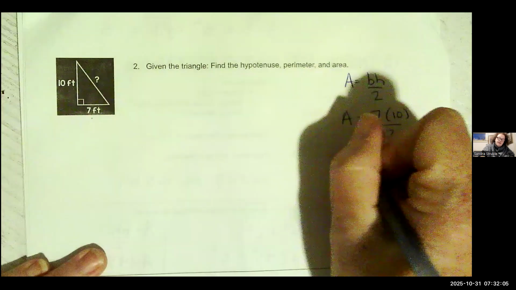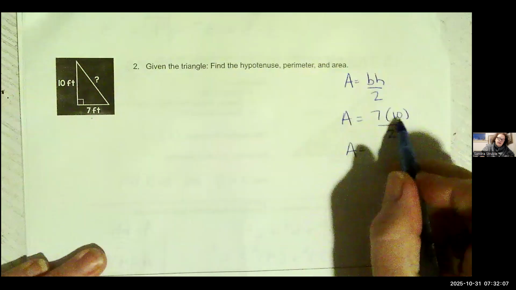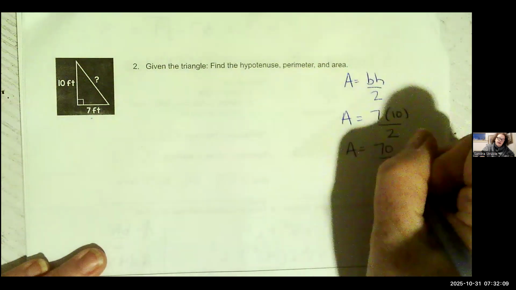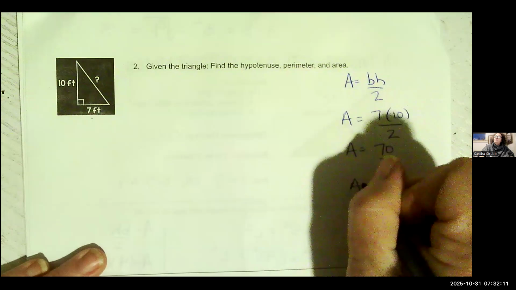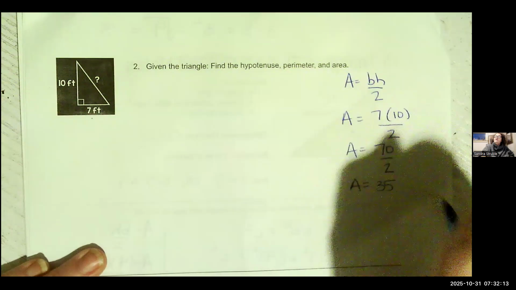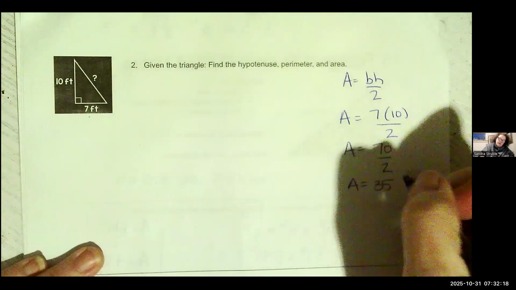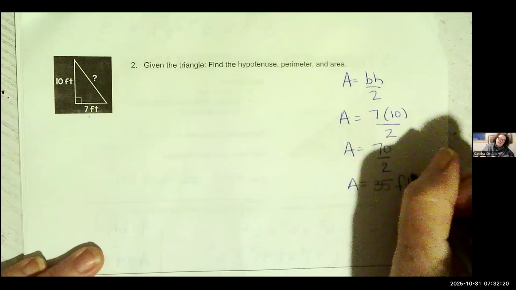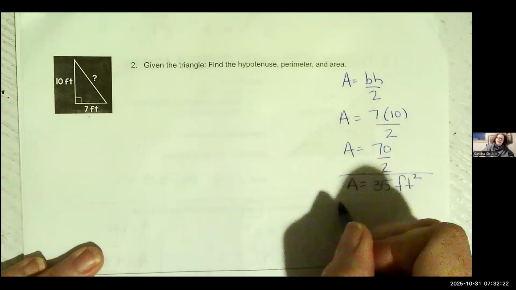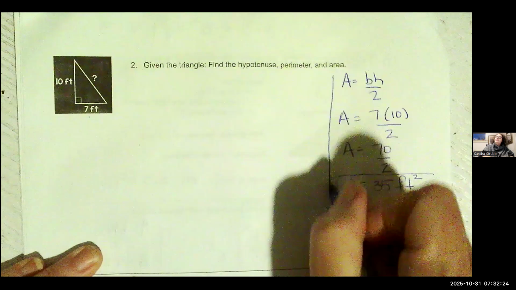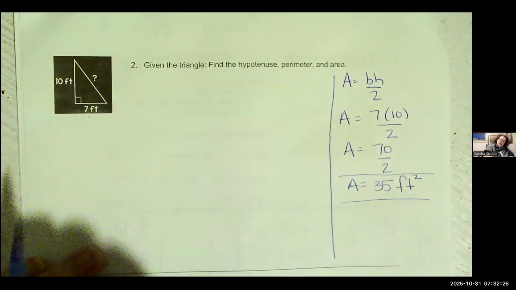7 times 10 is 70, divided by 2 is 35. Now, again, unit is very important here. It's not just feet, it's the unit squared. It's feet squared. Okay, there's my area. I can't find my perimeter yet because I do not have my hypotenuse.